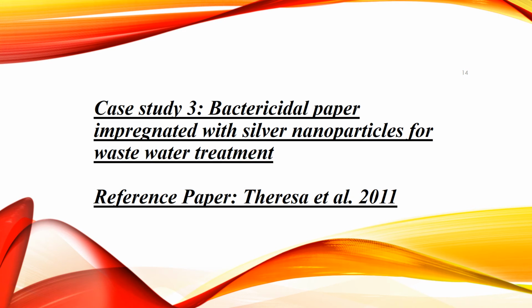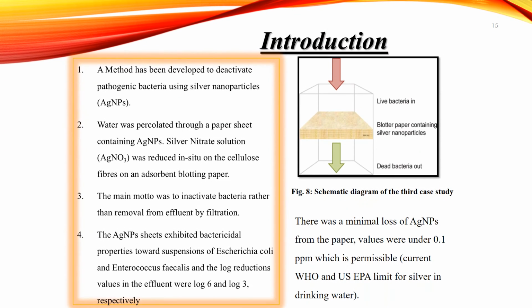The third case study is about the bactericidal paper impregnated with silver nanoparticles for wastewater treatment. The antimicrobial property of the silver nanoparticles was tested in the wastewater treatment. Introduction. This was a setup schematic diagram of the third case study. The wastewater effluent enters from here and goes out from here, and in between we have silver nanoparticles on the blotter paper.